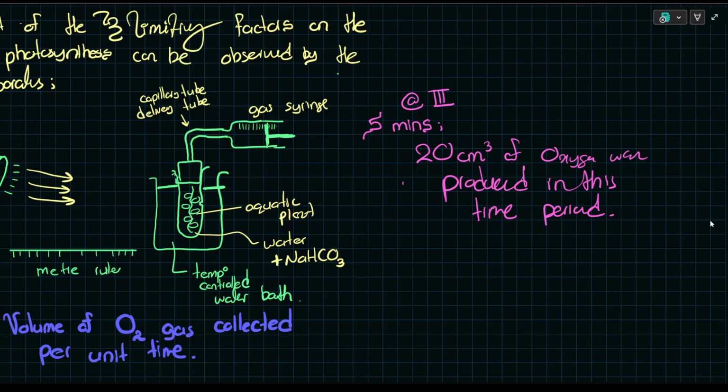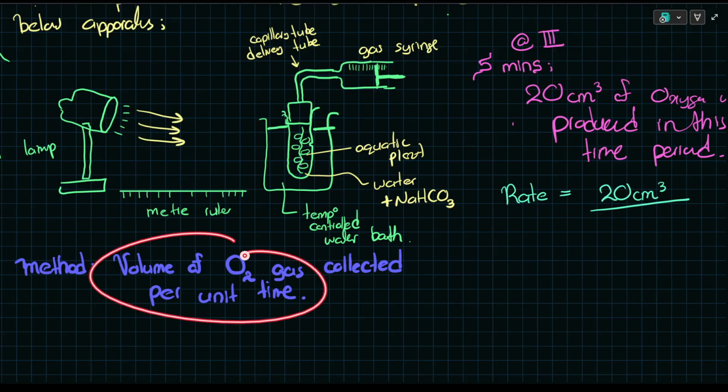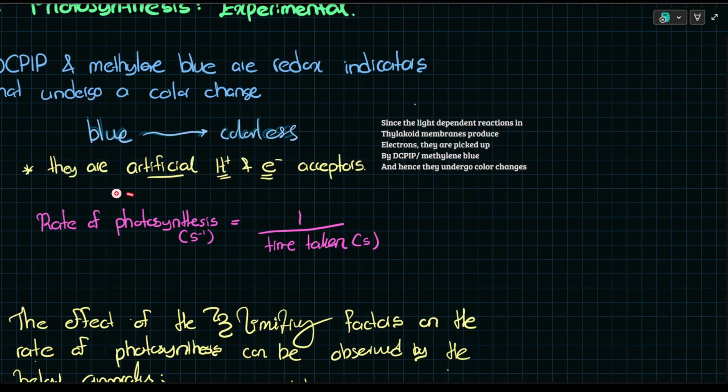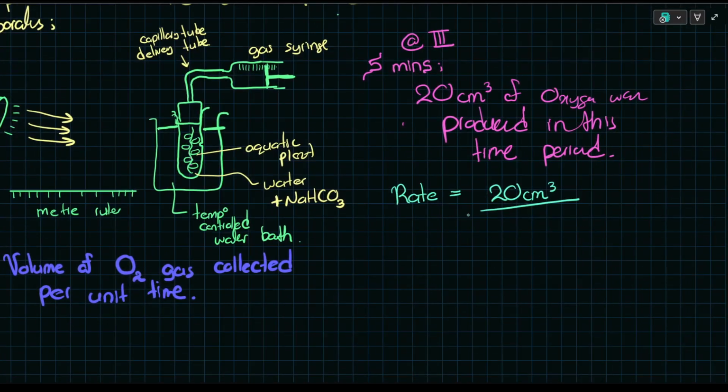Therefore, I will now be able to calculate the rate of this particular photosynthetic reaction. Let's try that. So, I produced 20 cm3 of oxygen. So the method that we are using is the volume of oxygen. Now go back to volume of oxygen collected per unit time. That is how we calculate the rate. So time is 5 minutes.